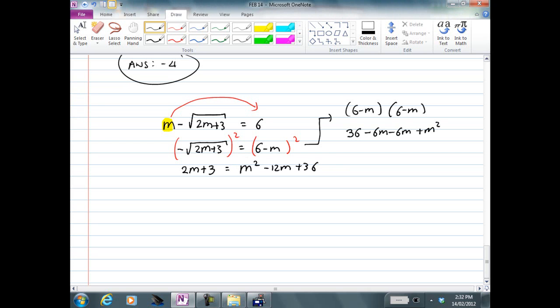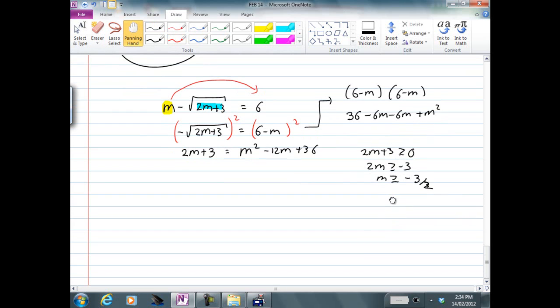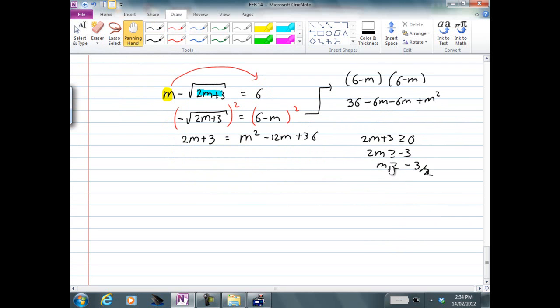Guys and gals, I'm going to pause right here. If you realize, I forgot to do one thing, and that's related to the restrictions. So I'm going to take a minute and do my restrictions right now. 2m plus 3 is greater than or equal to 0. 2m is greater than or equal to -3. My solution has to be greater than or equal to -3 over 2. Nope, I only switch the inequality when I divide by a negative or multiply. See, I'm dividing by a positive, so I don't switch it.